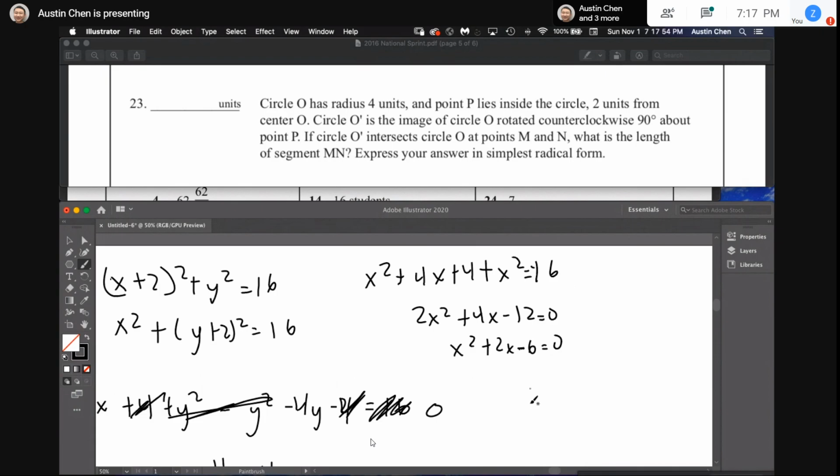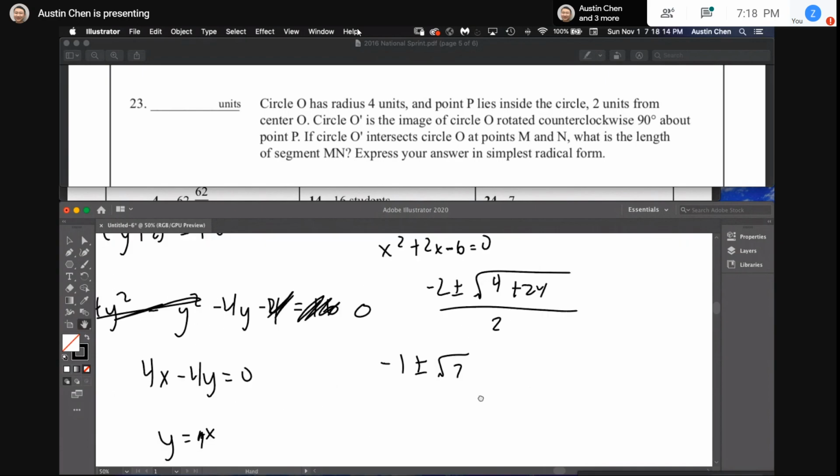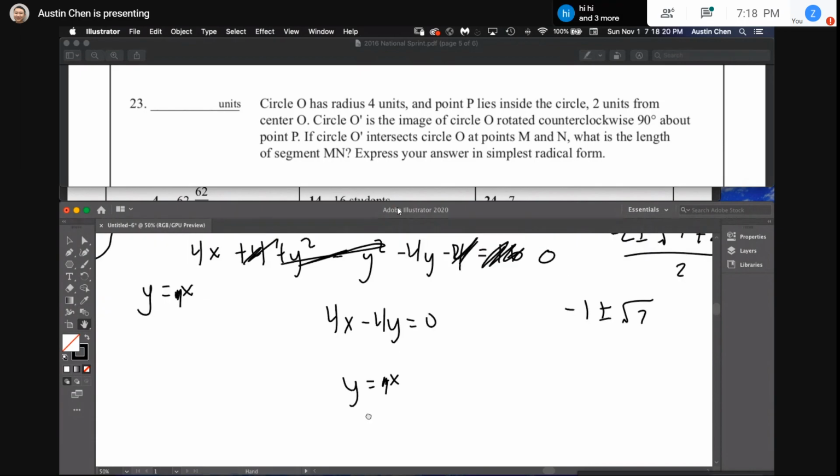So x is going to be negative 2 plus or minus the square root of 4 plus 24, over 2. So this will be 28. We can take a 4 from that, and that will cancel with a 2. So that will be -1 plus or minus root 7. So these are our x's for these points, right? And then what's going to be the y? Well, y equals x, right? So the y points are also going to be -1 plus or minus root 7.